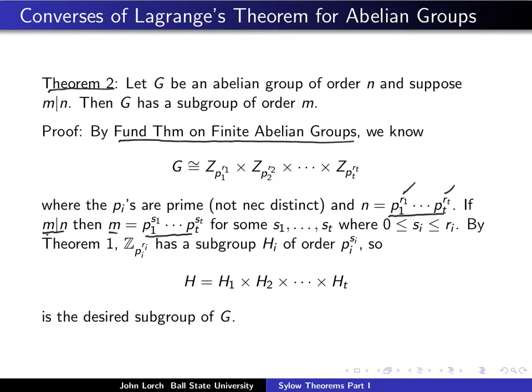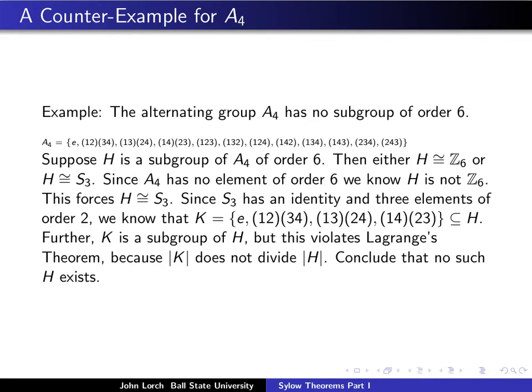So theorem 1, which was about cyclic groups, tells us that each of these modular integer groups has a subgroup H sub i of order p sub i to the s sub i. So now all we need to do is to take all of those subgroups H sub i and perform a direct product. And when we do that, we get this subgroup H of G of order M. So we've just seen that this converse of Lagrange's theorem holds for every abelian group.